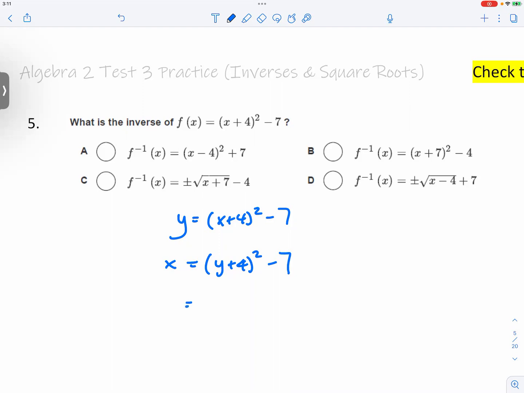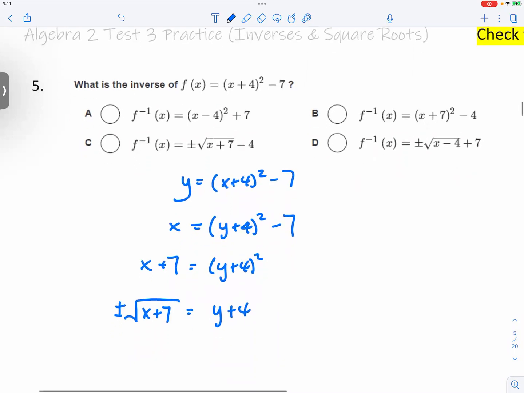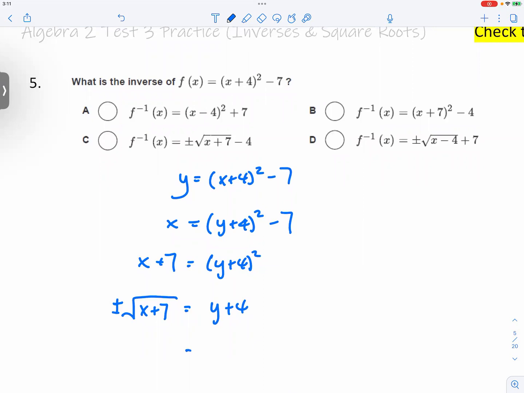Okay, so you want to go from the outermost layer, which is the -7, and you remove it by adding 7 on both sides. And then you want to get rid of the square by doing the square root. And by doing so, you will apply a plus or minus square root because we don't know what the original number was, whether it's a positive number or a negative number. And finally, we will remove the +4 by doing -4. And ta-da, that would be our inverse.